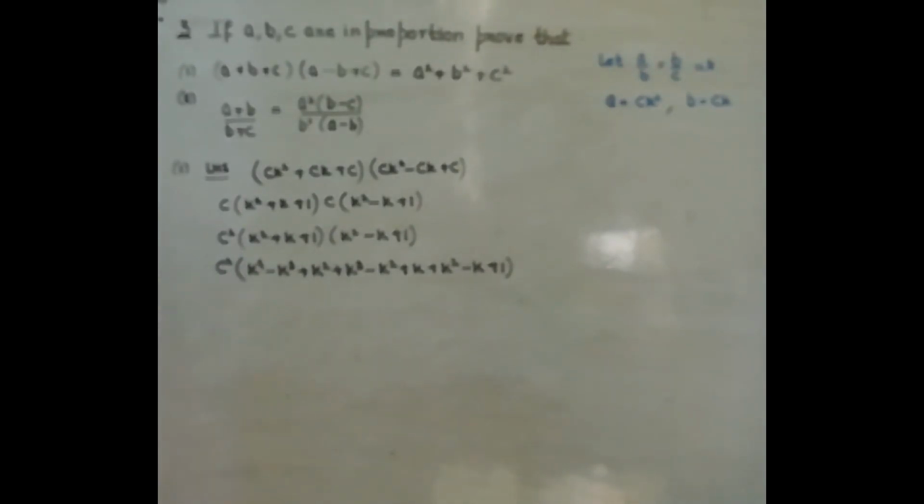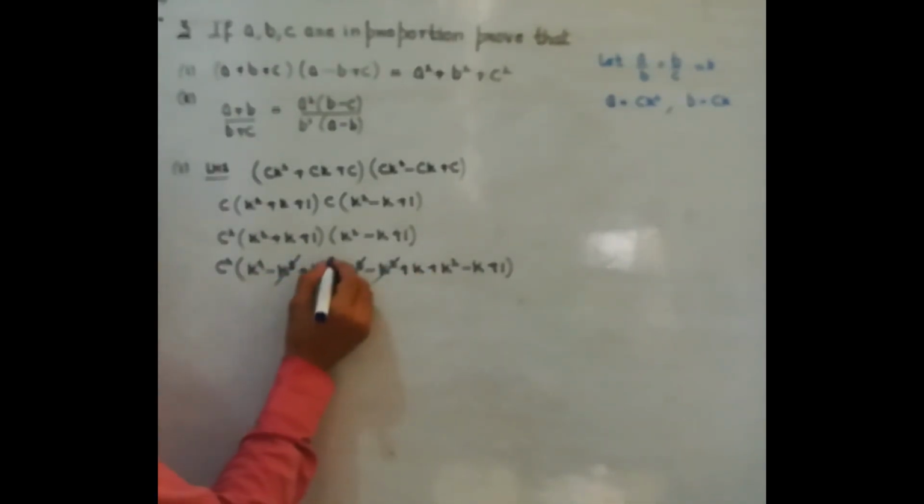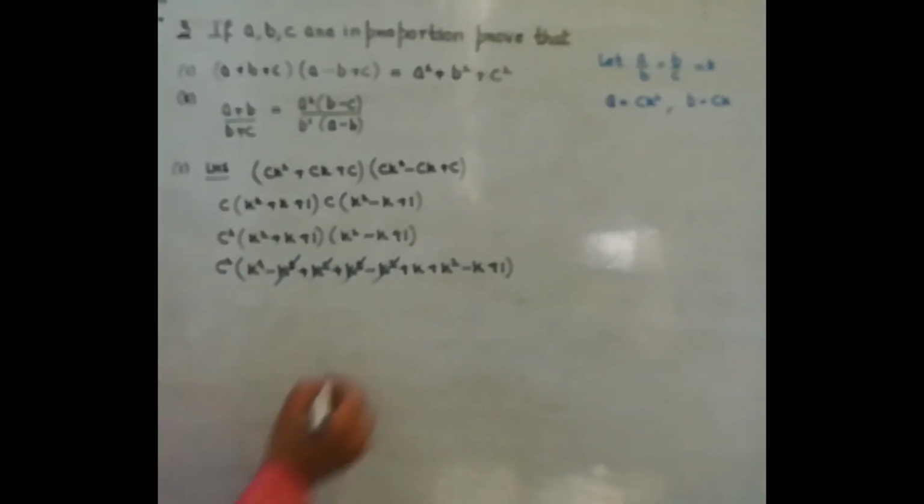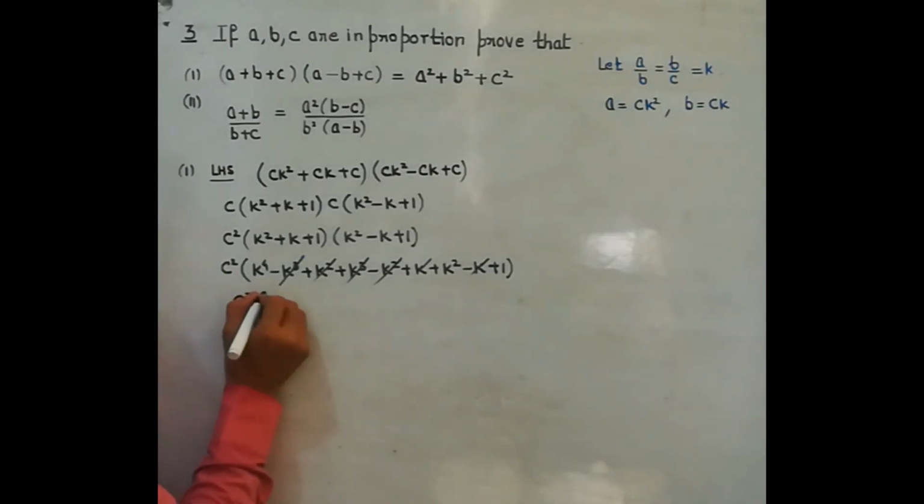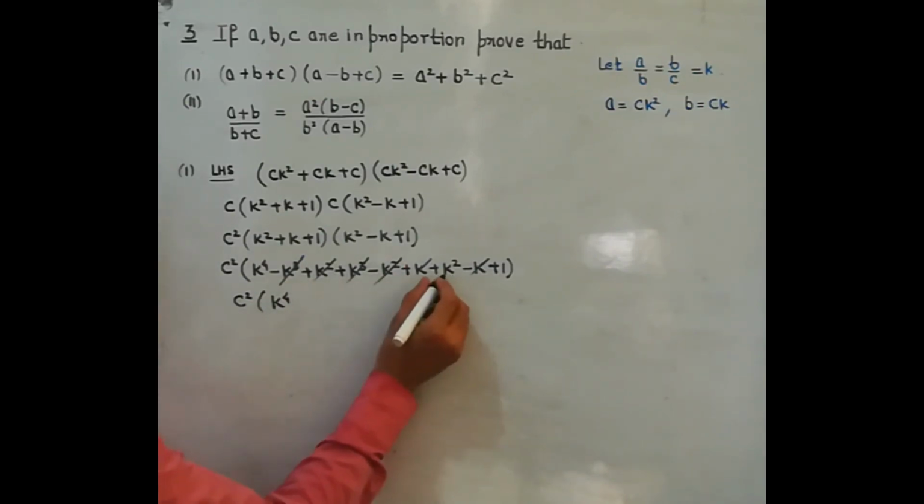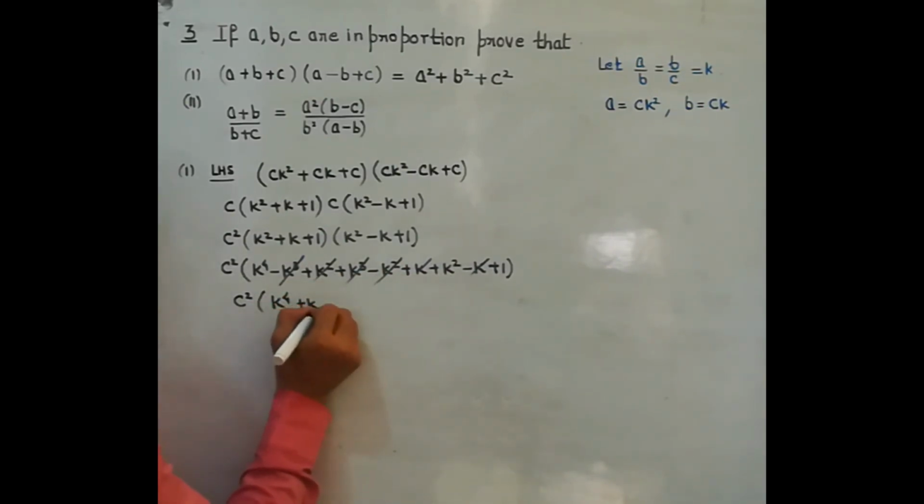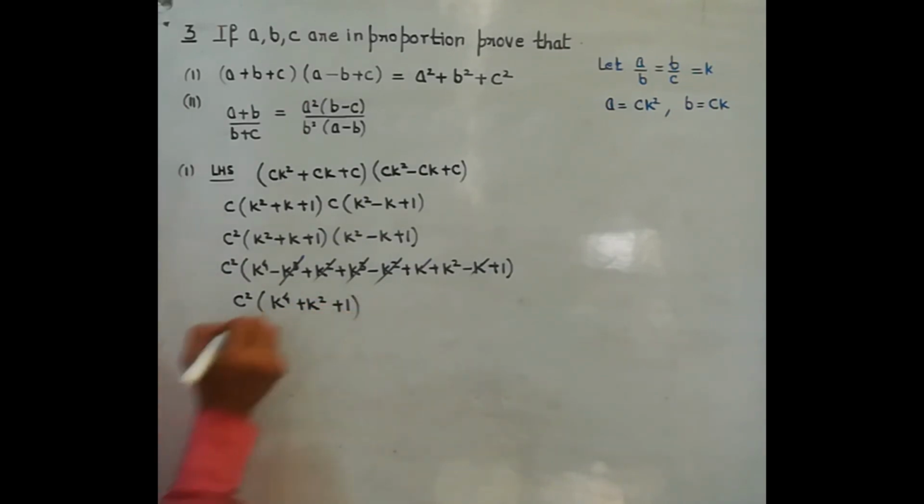Now in this result, if you see, what can be cancelled out? This k cube will cancel out. This k square will also cancel out. This plus k minus k will also cancel out. So finally your result is plus k square. So on substitution, you have got the result for left hand side.